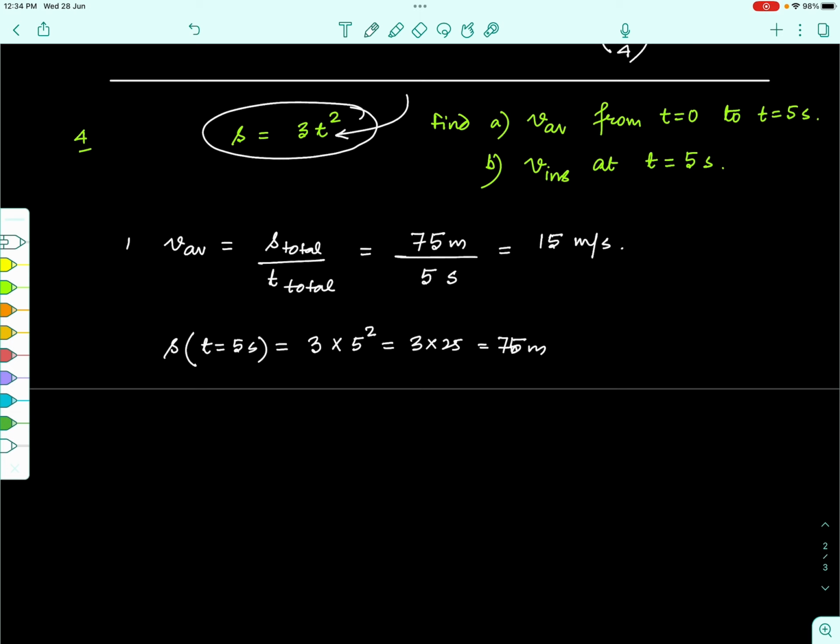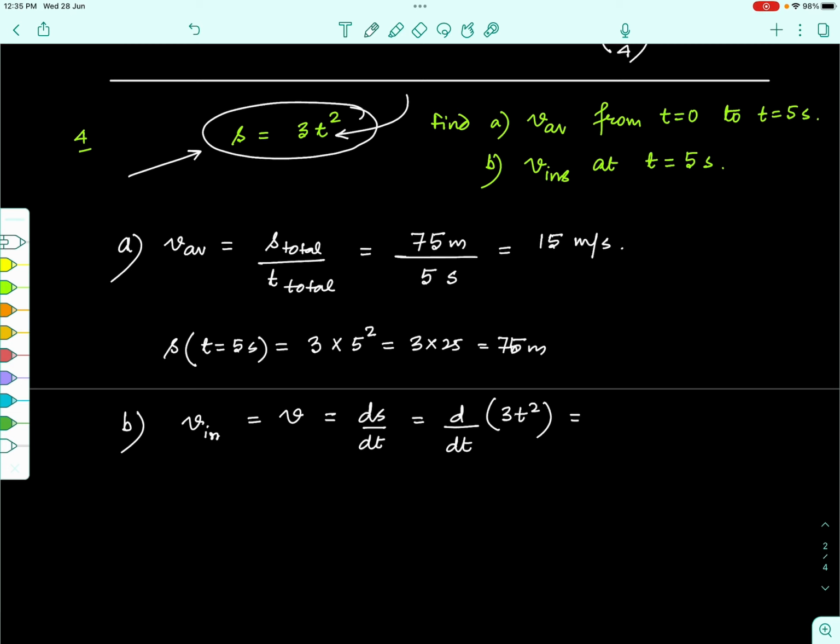Now, we move on to the second part of the question, finding out the instantaneous speed of the body. V instantaneous, or simply written V, by definition is ds by dt, the rate of coverage of a distance travelled per unit time, which mathematically is the differentiation of distance with respect to time, right. So, we have the expression for distance travelled, which is this. So, we understand that this means we are supposed to differentiate the expression 3t squared with respect to time.